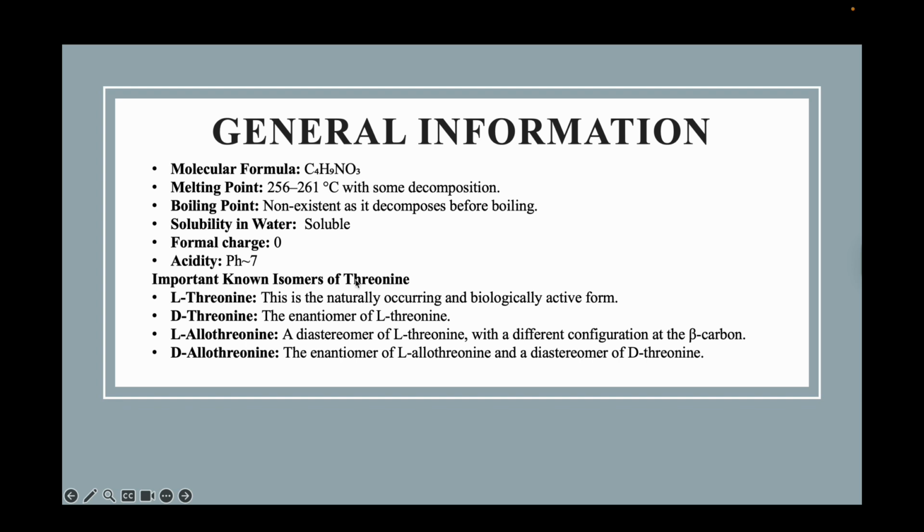Important known isomers of threonine: L-threonine, which is naturally occurring in its biologically active form. D-threonine, the enantiomer of L-threonine. L-allothreonine, a diastereomer of L-threonine with a different configuration at the beta carbon. D-allothreonine, the enantiomer of L-allothreonine and a diastereomer of D-threonine.